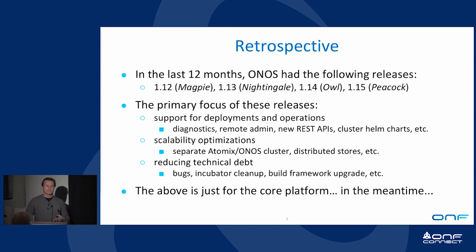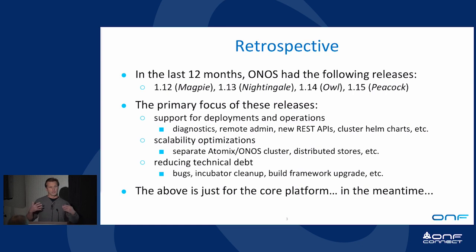Also, we separated the ONOS cluster from the Atomix cluster, which is where the data is kept, and you'll hear more about that from Jordan. We did optimizations in distributed stores to remove inefficiencies and so forth. And overall, we were generally reducing the technical debt, some of which accumulated through the initial years of exuberance, where the community was adding features at a more rapid pace. So this was basically just to let the dust settle, make sure that we have a nice and stable platform to build on.